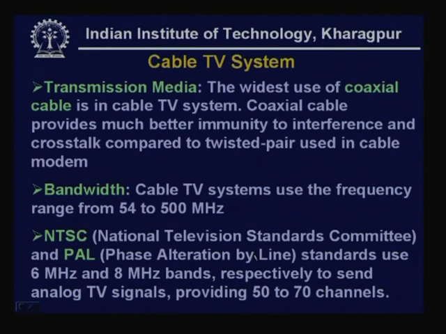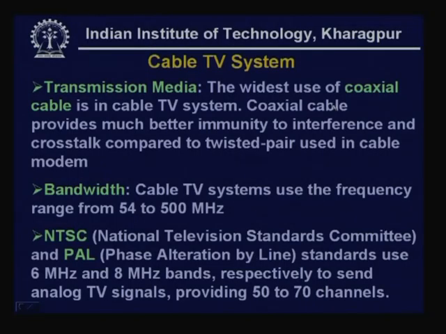And as we have mentioned, the cable TV system uses the coaxial cable compared to the DSL technology, which uses the twisted pair. So, in cable TV we find the widest use of coaxial cable, and as you know, the coaxial cable provides much better immunity to interference and crosstalk compared to twisted pair. So, it gives you a better bandwidth.